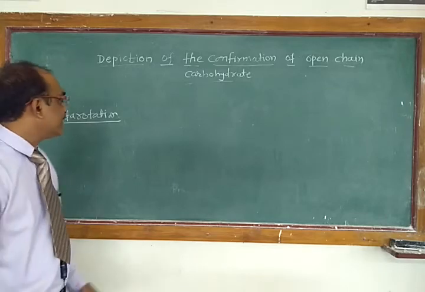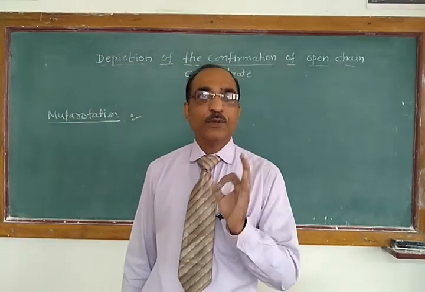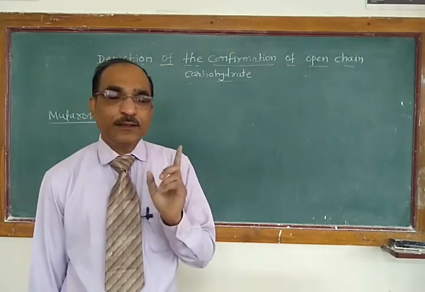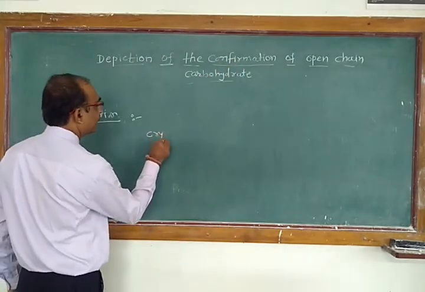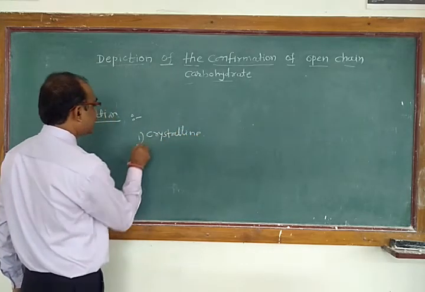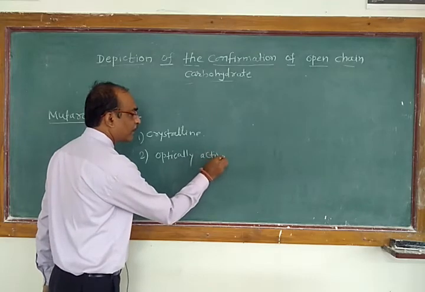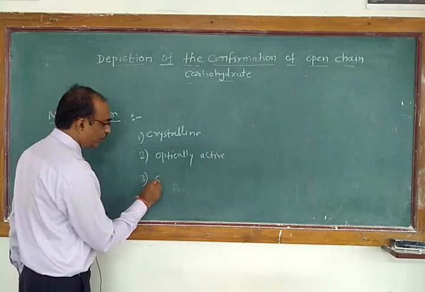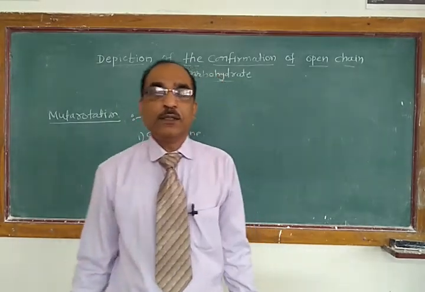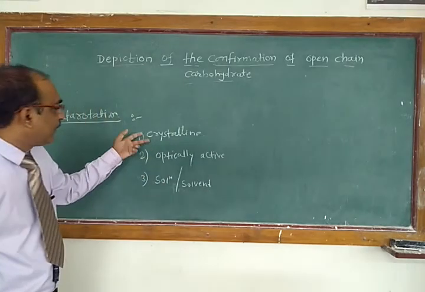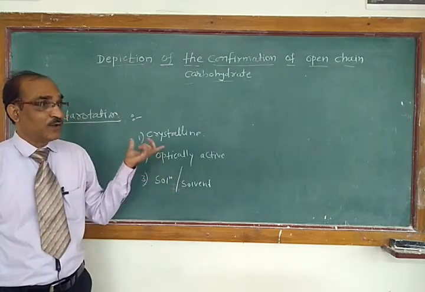So what is the condition for mutarotation? Your compound should be crystalline and optically active, and it shows a time-dependent change of optical rotation. First, the compound should be crystalline in nature. Second, it should be optically active, and you have to take it in solution form, meaning you have to use a solvent. That solvent may be water or any organic solvent. So the definition: your crystalline compound having optical activity, when dissolved in a solution, shows a change in its optical rotation.